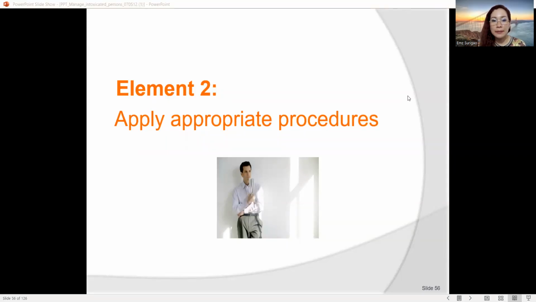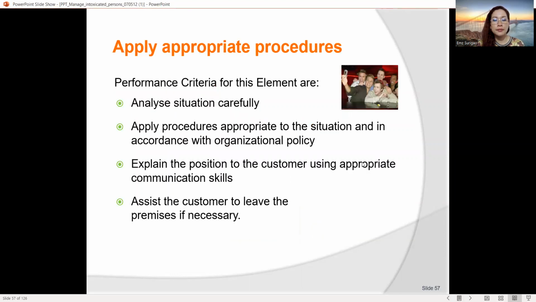For the continuation of the topic managing intoxicated person, the topic 2 is apply appropriate procedures. Here are the objectives of the topic or performance criteria. Analyze situation carefully. Apply procedures appropriate to the situation and in accordance with organization policy. Explain the position to the customer using appropriate communication skills. Assist the customer to leave the premises if necessary.